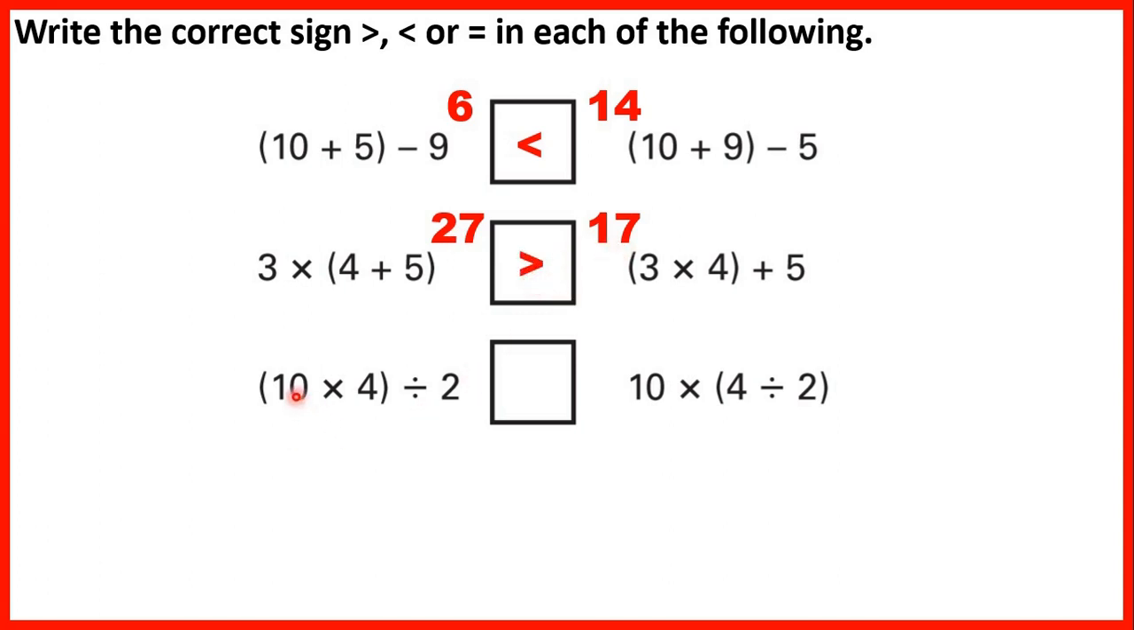And now 10 times 4 is in brackets, so we do that first. 10 times 4 is 40, and 40 divided by 2 is 20. Now here it's 4 divided by 2 in brackets, so we need to do this first. 4 divided by 2 is 2, and 10 times 2 is 20, so we need an equal sign because we have the same value on both sides.